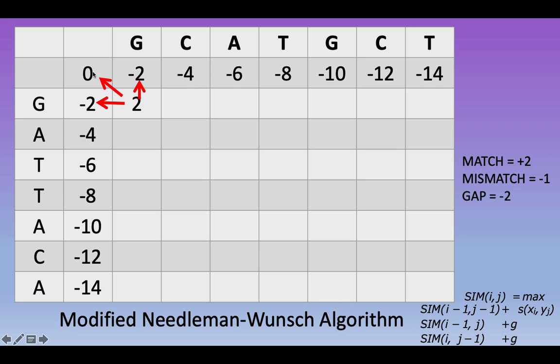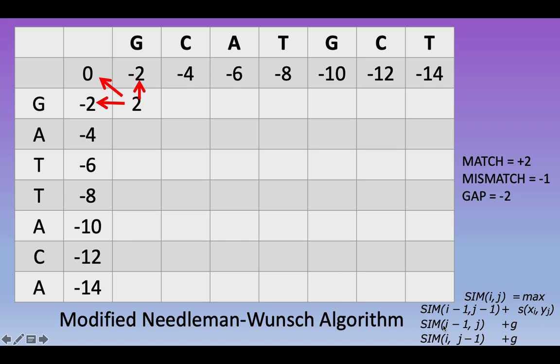So what's the similarity score at that position? It's a 0, right? And I'm going to add up the similarity score for the position that I'm at, the substitution score. So here that's going to be a match, right? Because G matches G. So this is actually 0 plus 2. So one of my scores is 2.